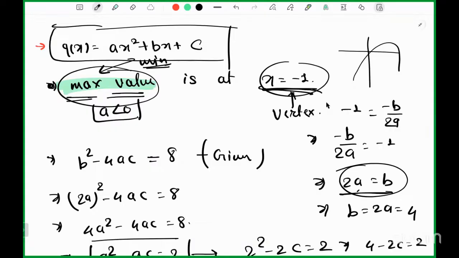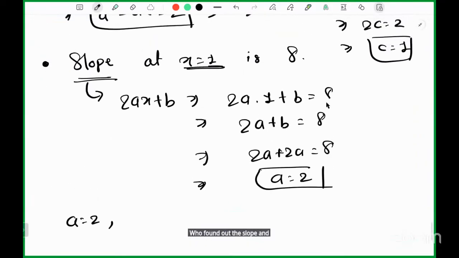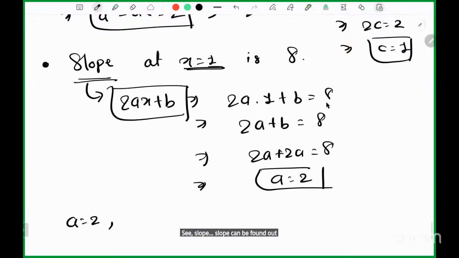Just one little question. What was the use of the formula b upon a in the slope, to find out the slope? See, the slope can be found by 2ax plus b. This is the slope at point x. Slope is not b by 2. Ma'am, then why have we equated the slope with 8? It's also given in the question.